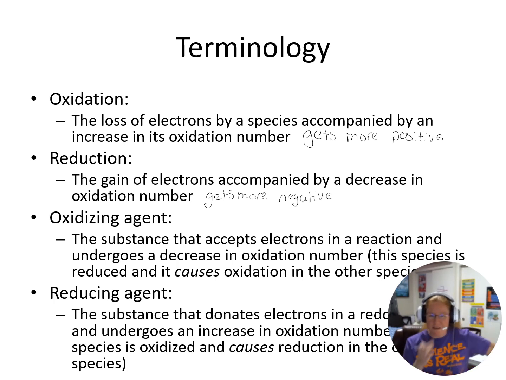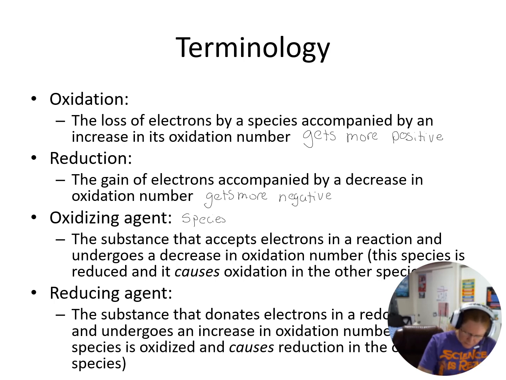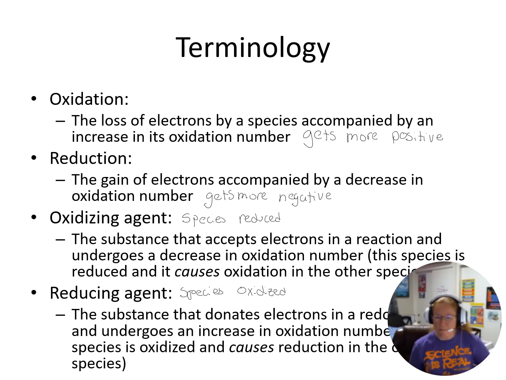Now, when we talk about the oxidizing agent and the reducing agent, basically whatever process something undergoes, it is the opposite agent. So the oxidizing agent is the species reduced, and the reducing agent is the species oxidized. So whatever process something undergoes, it facilitates the opposite process in the other species.